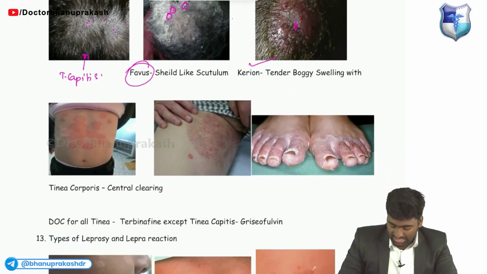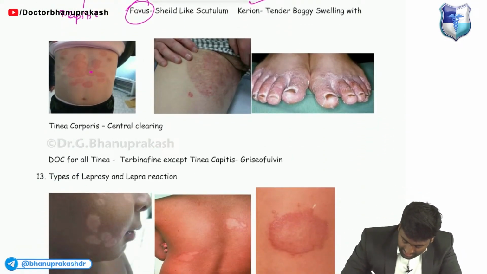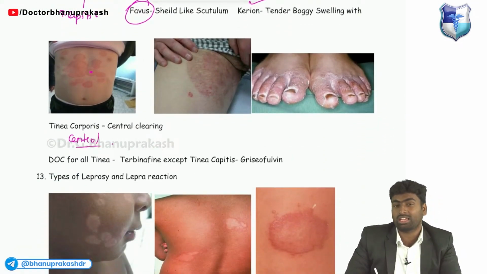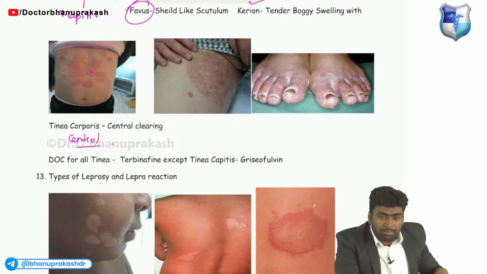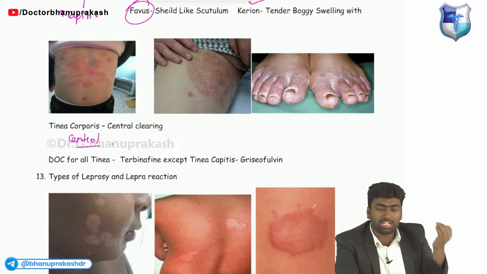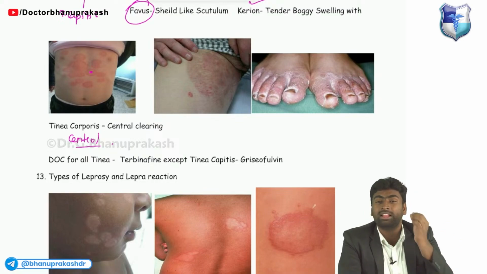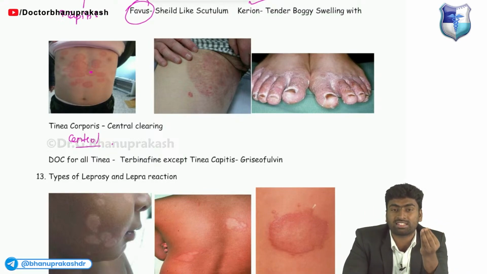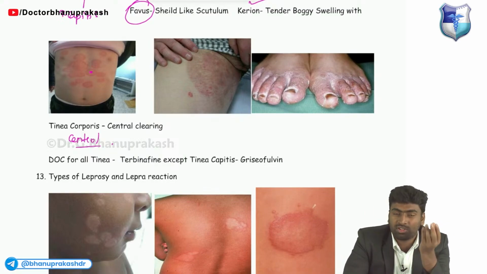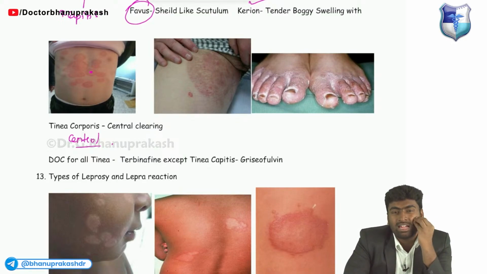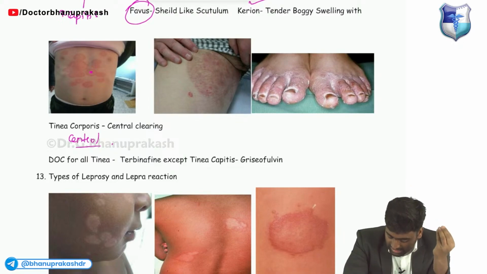Remember. Fine. And next, if you are able to see this type of central clearing, think of a dead body inside: what will he do? Will he keep it and do puja? No. He will dispose of it. So remember, the central clearing will be seen in a case of tinea corporis. If there is a corpse, then we'll remove it. Remember, it is tinea corporis, which presents with central clearing.